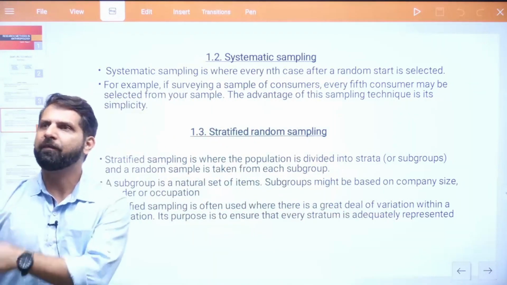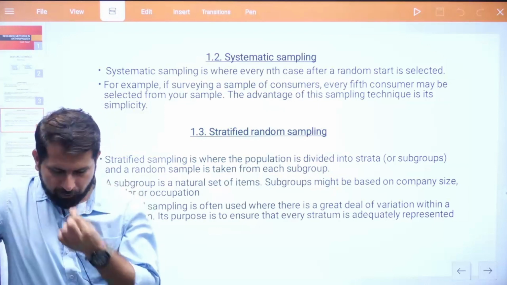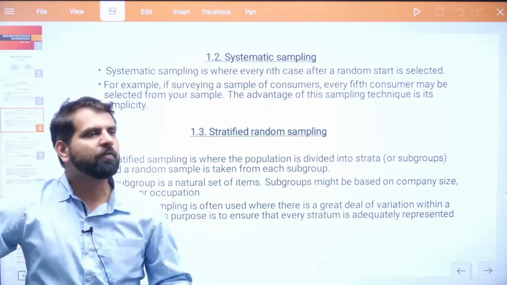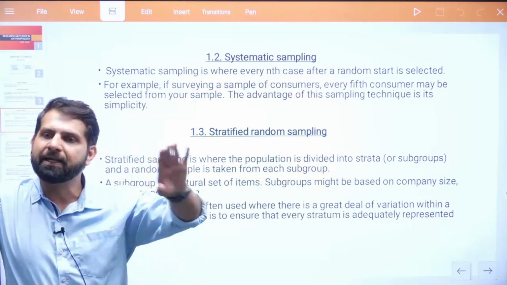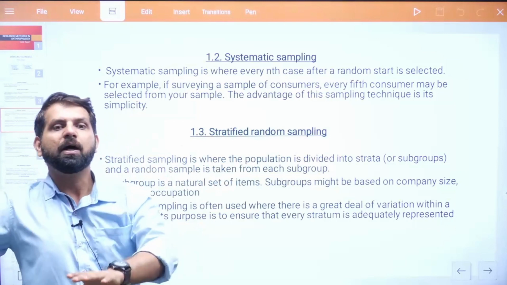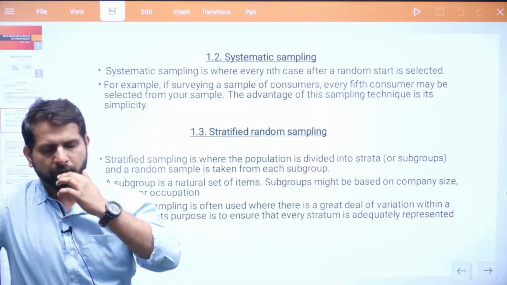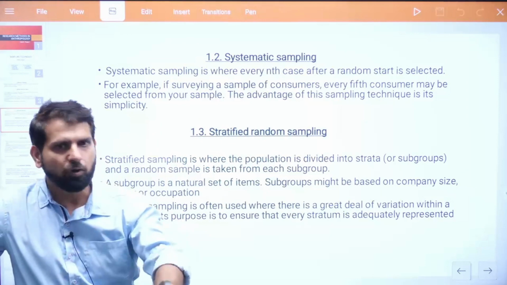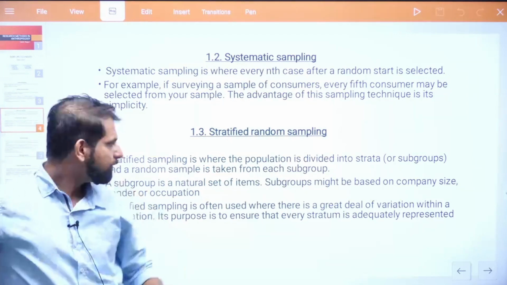If I want to understand the perception of individuals towards the UPSC examination, I cannot leave aside people who are residing in small cities. I cannot leave out individuals who are not preparing as such. So I will have both perspectives in my sample.